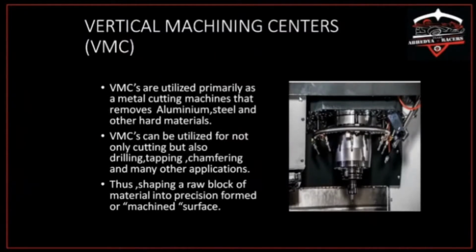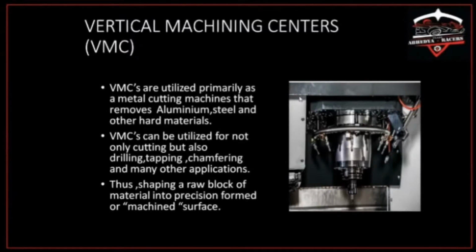or machined surface. VMCs use components which are rotating spindle, table, tool changer, coolant system, tool covers, chip or screw conveyor, rotating tables, and quick loading loaders.